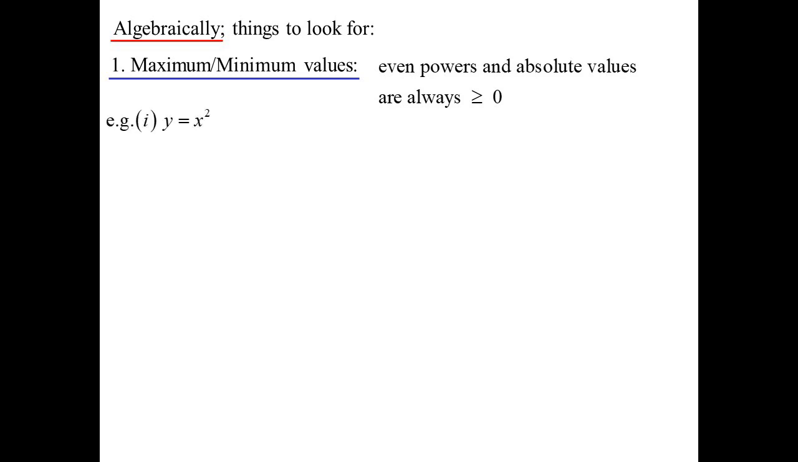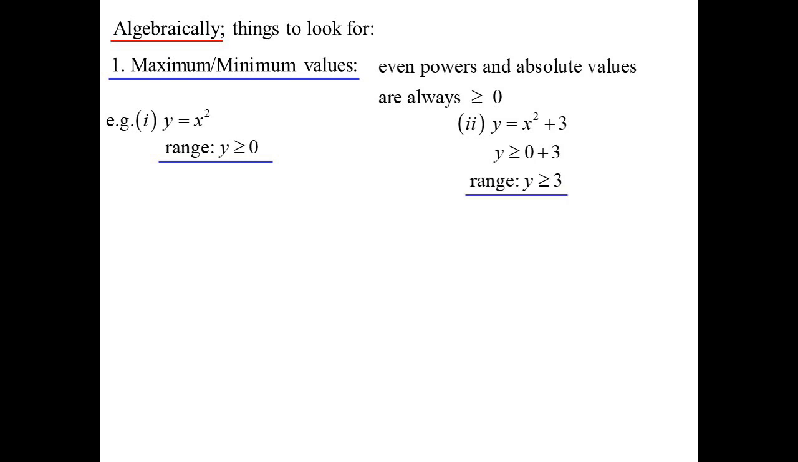So y equals x squared, let's go to the simplest one of them all, I suppose. Y equals x squared, I know, well, hang on, y has to always be greater than or equal to 0. It's impossible to get a negative number as an answer. So if I have x squared plus 3, well, it's got to be greater than or equal to 0 plus 3. So therefore my range is y is greater than or equal to 3. So I know that 0 is a minimum value.